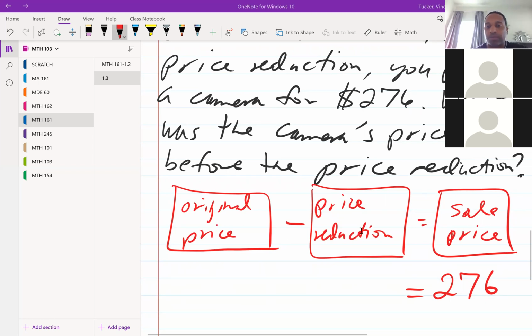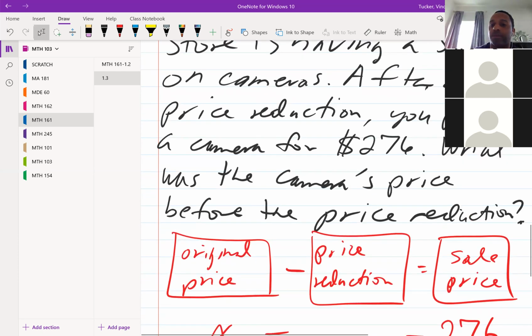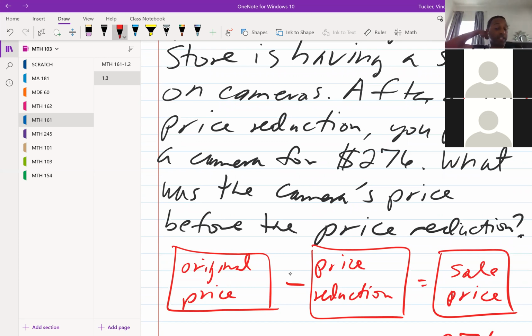So we got original price minus price reduction equal to sale price. Sale price is $276. Price reduction, we'll talk about it in a second. Your original price, that's what we will call X. That's the unknown, the original price. Now, the price reduction is the tricky part, the one that always catches people off guard to some degree. We know 40% is the price reduction. Well, the 40% does not stand alone. First of all, recognize that in order to use the 40%, you have to convert that to 0.40. Move your decimal to the left 2 places.